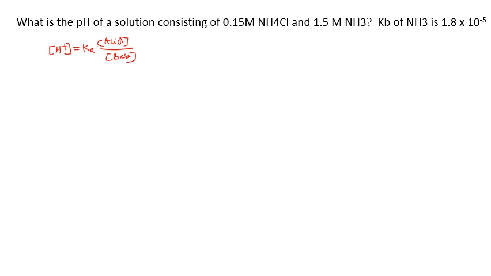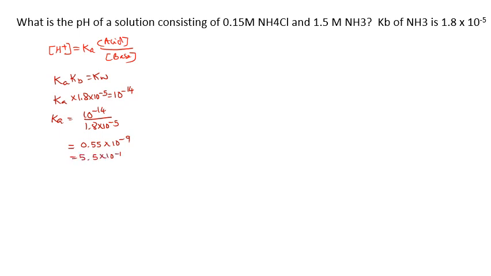So Kb is given. How can I connect Ka and Kb? Ka times Kb equals Kw. So Ka I have to find. Kb is given as 1.8 times 10 to the power negative 5 and Kw is 10 to the power negative 14. So I'm going to find Ka by dividing on both sides by 1.8 times 10 to the power negative 5. That equals 0.55 times 10 to the power negative 9, or in scientific notation 5.5 times 10 to the power negative 10. And that's the first step.